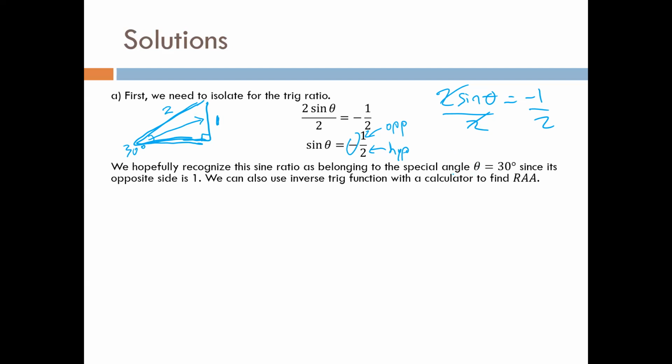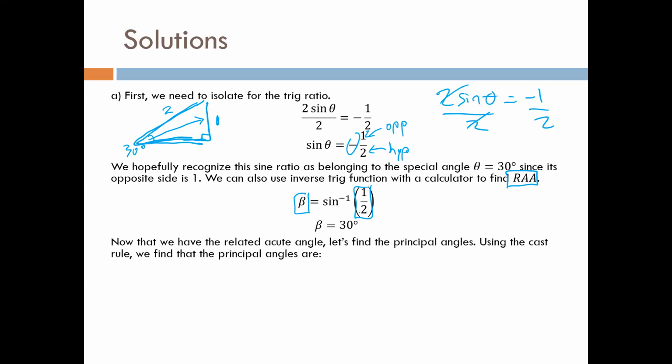Now, I want to be clear on this. It's not theta, it's actually the related acute angle that we just found. We still haven't found the actual angle yet. So really what we're doing is finding out what beta is. And again, without a calculator, for the sine inverse of a half, you're basically asking yourself what special angle has an opposite side of 1 and a hypotenuse of 2. We know that's going to be 30 degrees. So our related acute angle is 30 degrees.